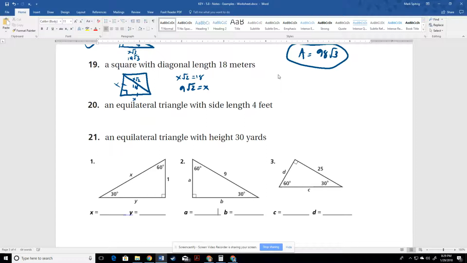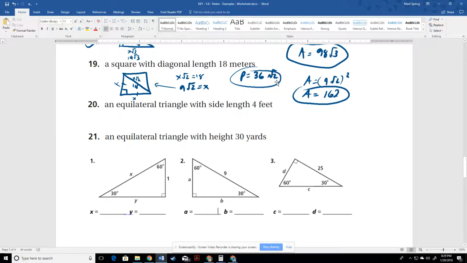And so the perimeter of a square is just 4 times that, right? Because there are 4 of those sides. So each side, in other words, is going to be 9 radical 2. So 36 radical 2 is the perimeter. And then the area is just going to be side squared, or 9 radical 2 squared. So 81 times 2 is 162. And again, throw some units on there.